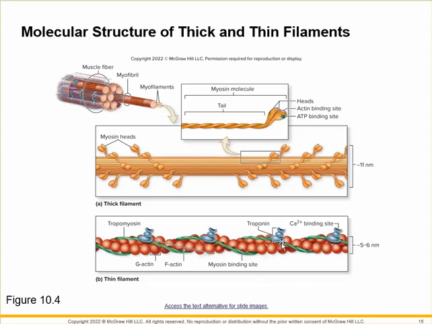This protein here, which has a quaternary structure, is actually made of three globular chains, and it's called troponin. Troponin has one part that binds to the actin, one part that binds to the tropomyosin, and a third part that has a binding site for calcium.